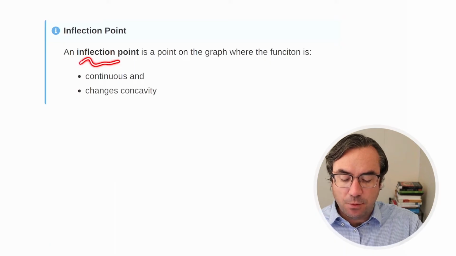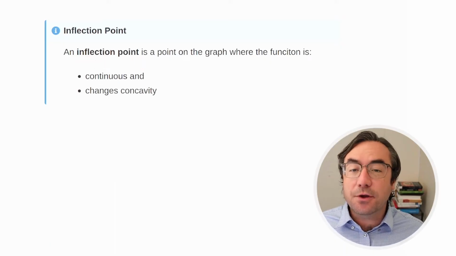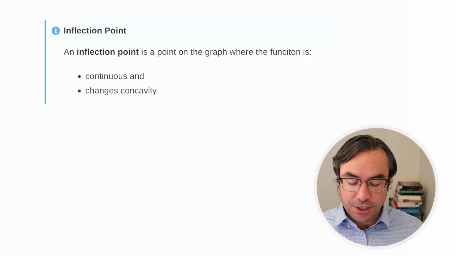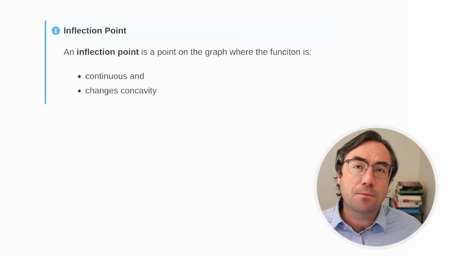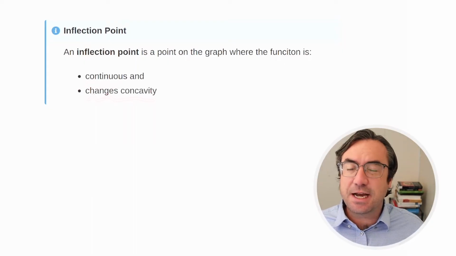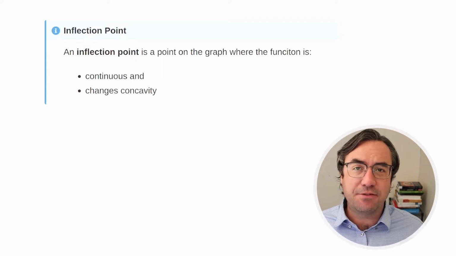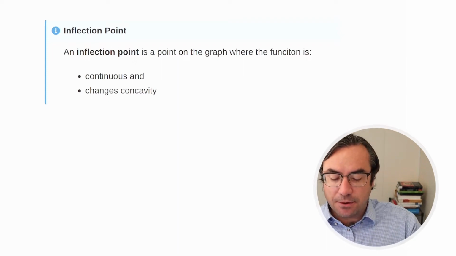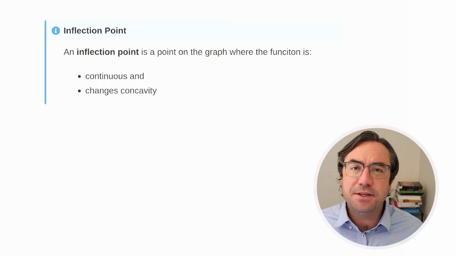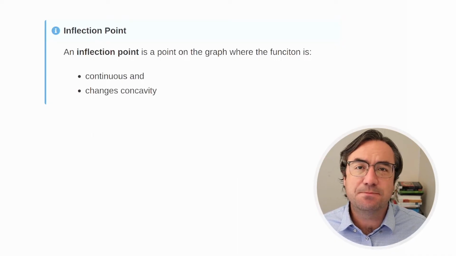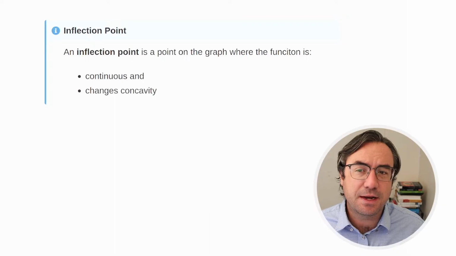So an inflection point is a point on the graph where our function is continuous, but more importantly, it's where it changes concavity. So we go from either concave up to concave down. All right, so how are we going to find these? If we're given the graph of a function, how are we going to find the intervals of concavity?